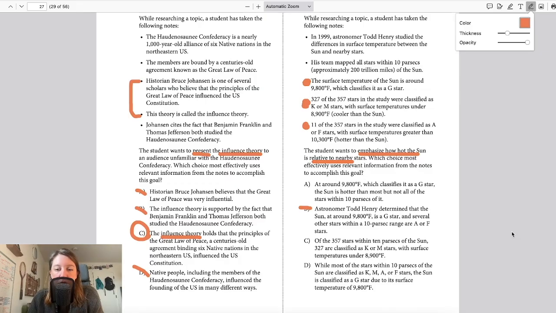It just kind of gives us this 8,000 something number as if we're supposed to know what that is, and we don't. So D says, while most of the stars within 10 parsecs of the sun are listed as K, M, A, or F stars, the sun is classified as a G star due to its surface temperature at blah, blah, blah. So this one, again, doesn't give us a relationship. It just says, here's what they measure. So this one is A.